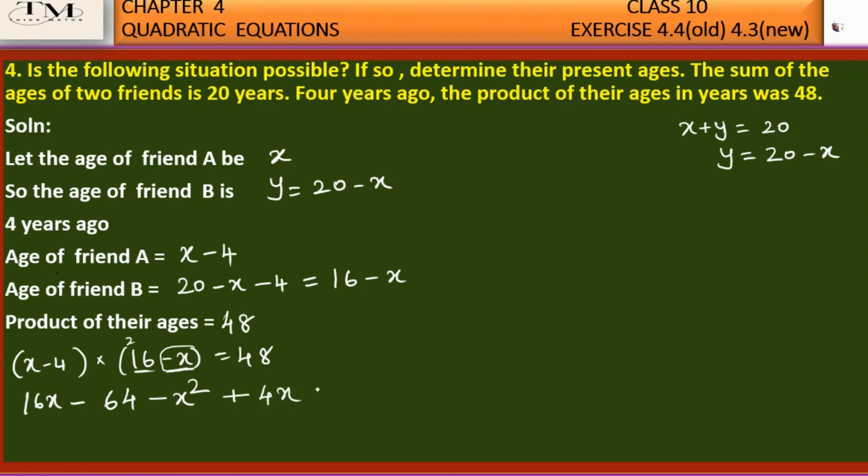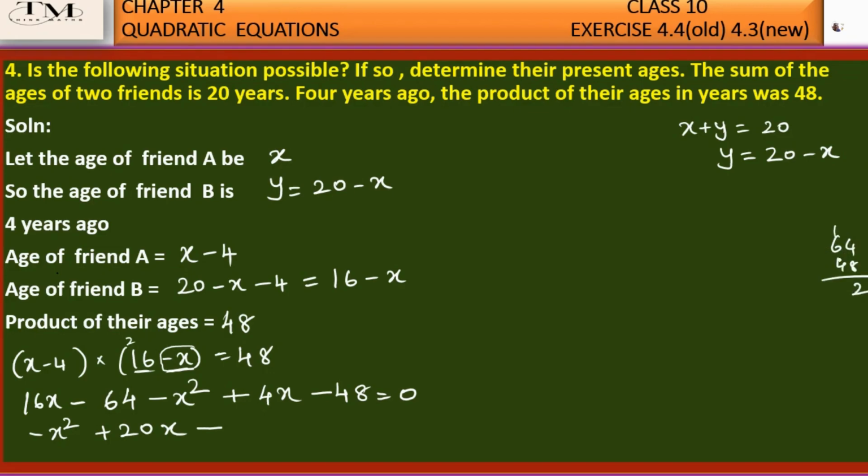This plus 48 will become minus 48 when the side changes. So first writing the x square term. Next, x term: 16x plus 4x, which is 20x. Now constant term, both are negative, so we should put the negative sign and add. So 64 plus 48: 4 plus 8 is 12.